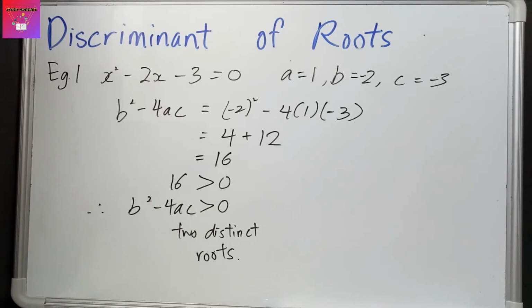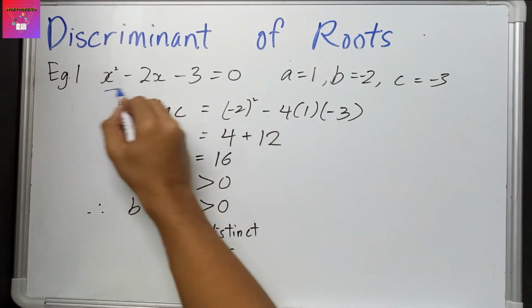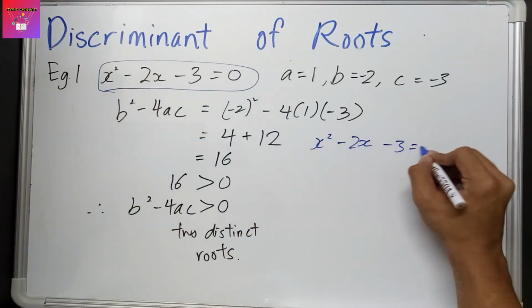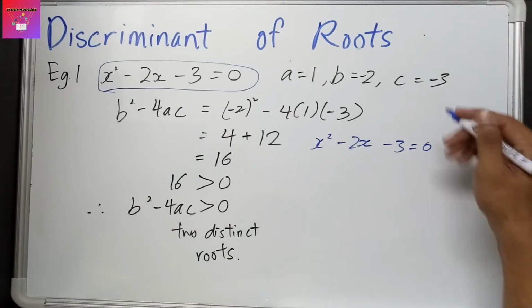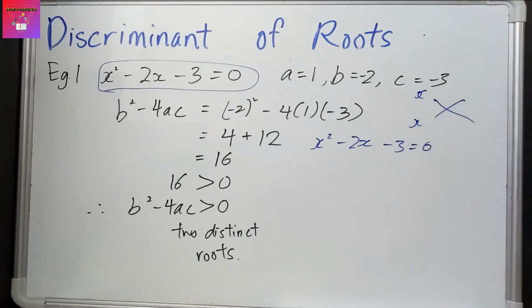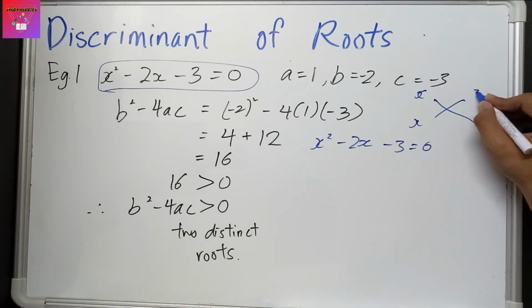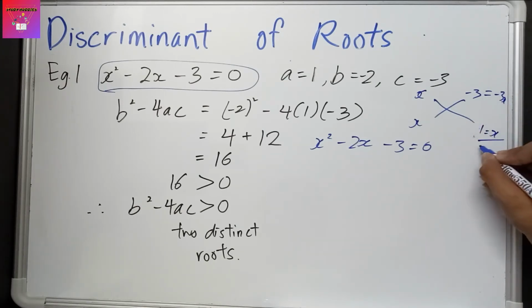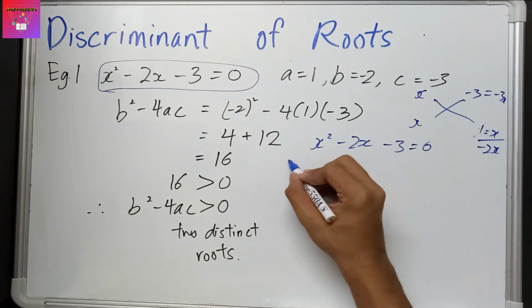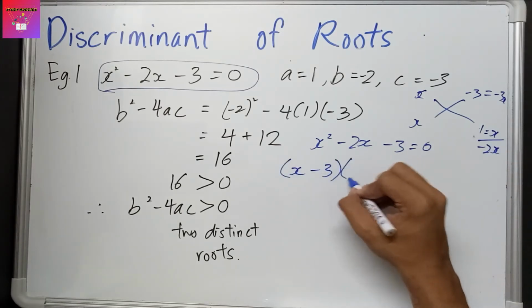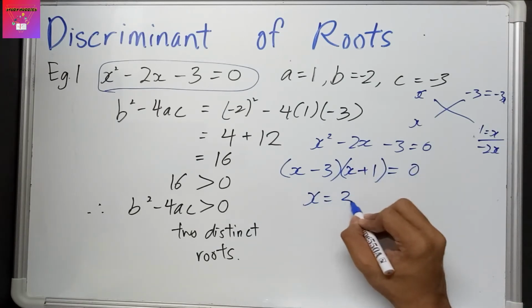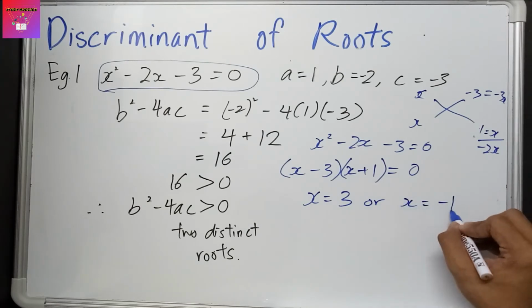Let me prove this to you by doing the factorization of x squared minus 2x minus 3. After I do this method, which is the complete factorization method, I get negative 3, 1. So I'll be getting negative 3x and x, which will give us negative 2x. After I factorize, I'm going to get (x minus 3)(x plus 1) equals 0, and therefore the answer is x equals 3 or x equals negative 1.